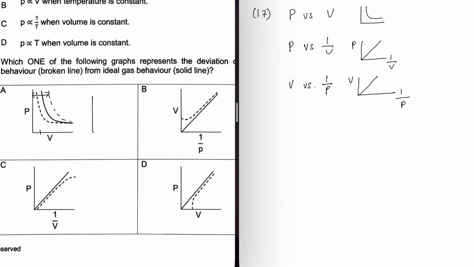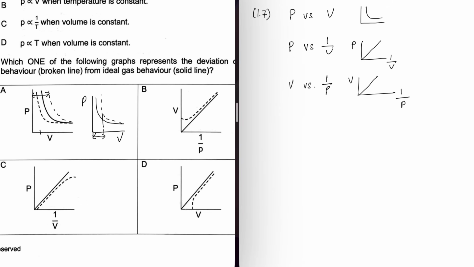The graph should look like this instead. So P and V, that should be a solid line. So that's the ideal. And you can see that there's a clear inverse proportionality. But when we are talking about the deviation of a real gas, it should curve upward sooner, because this gap has to account for the volume of the molecules themselves.